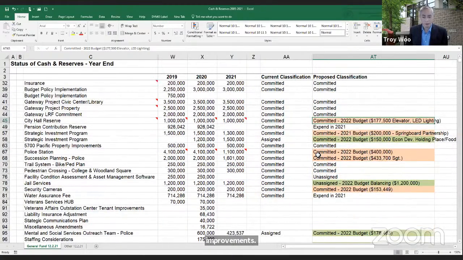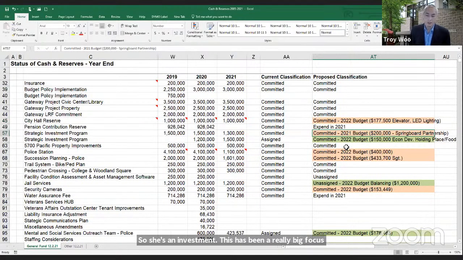Strategic investment, this has been a really big focus of the council. In 2021, the budget does include $200,000 for a Springboard partnership with St. Martin's University. I'm not sure what the status of that project is. It will either be spent or carried forward into 2022.